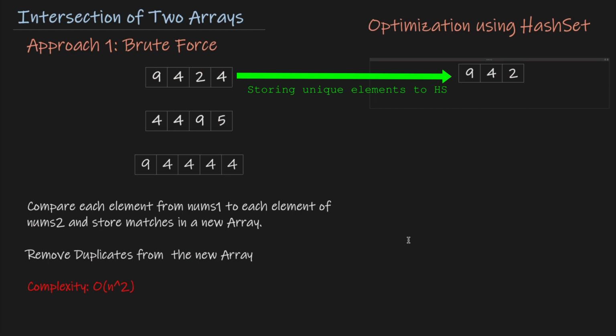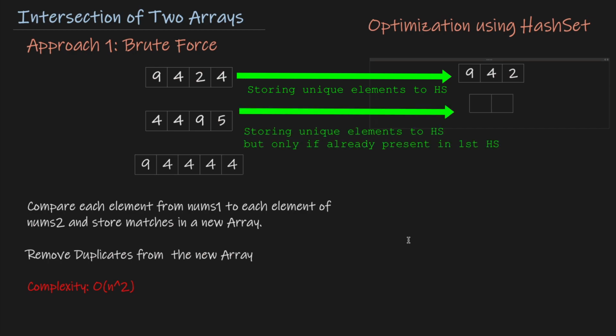But while doing so, we can further optimize by only storing if the first hash set contains the value. So first we reach 4. Now we'll check if it is present in the first hash set. If it is present, we'll store it. Next we go to the 4. Now again this is present in the first hash set, but it is already stored in this hash set as well, so we'll not store it because a hash set cannot contain duplicates.